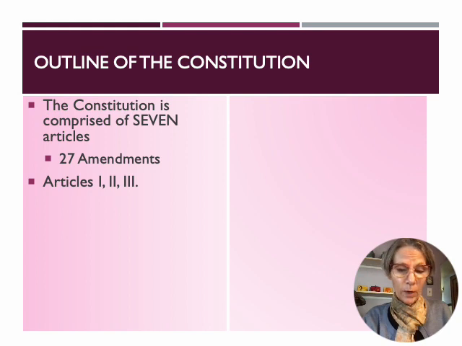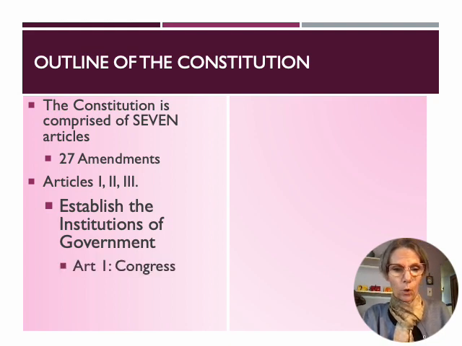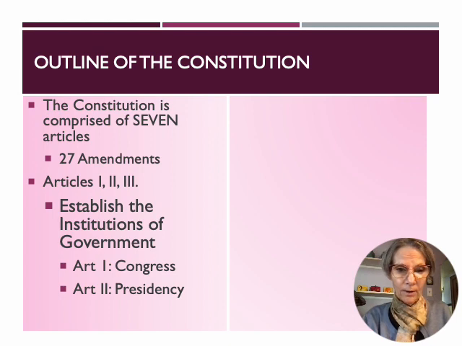So the first 3 articles establish the institutions of government, okay? And so when we talk about Congress, how it's organized, what the qualifications for membership are, what the express powers of Congress are, we'll be talking a lot about Article 1 in that section, because Article 1 tells us all the powers, the organization, and the qualifications to serve in Congress.